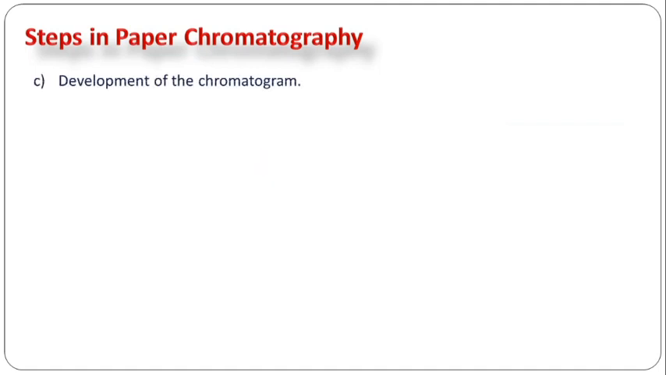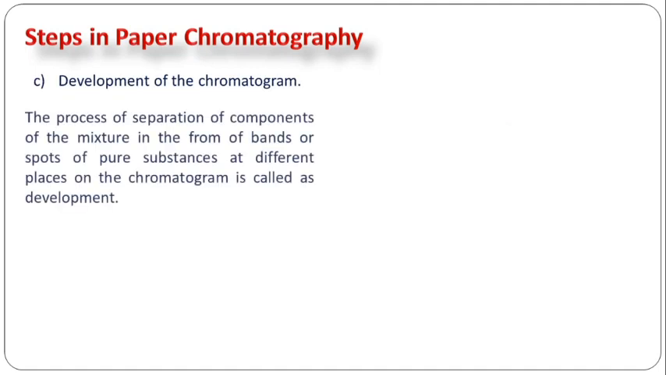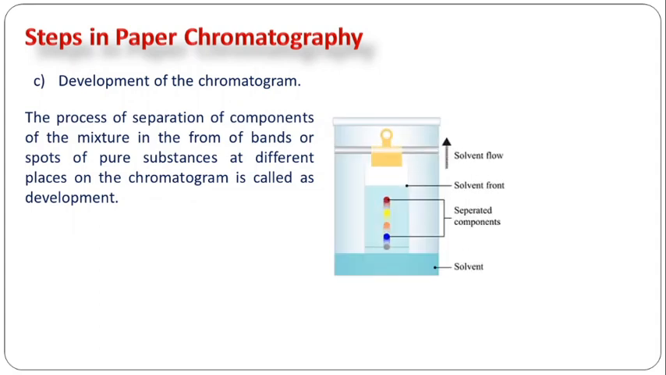Third step is development of chromatogram. Friends, the process of separation of the components of the mixture in the form of bands or spots of pure substances at different places on the chromatogram is called development of chromatogram. So the process of appearance of the bands or spots on our filter paper, which is used for the chromatography, is called development of chromatogram.